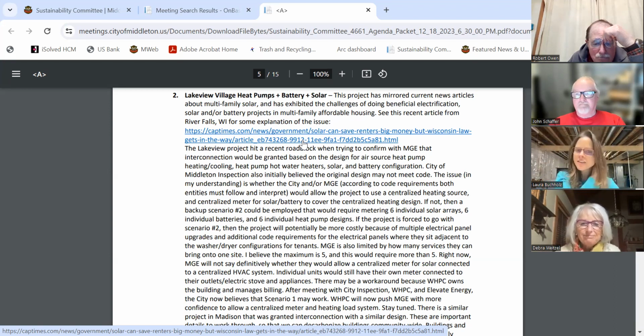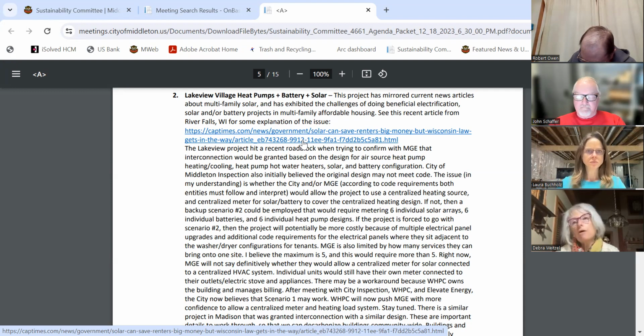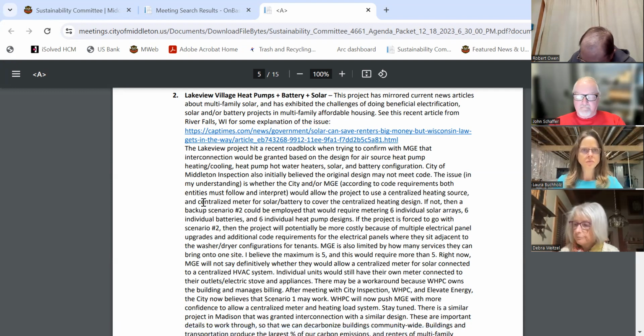There are other articles about this as well. And I think there are multiple articles about this particular project actually in River Falls. So it's kind of technical and policy code heavy, but it's something to at least have a basic knowledge of, I think, because it's going to be a challenge. Yeah, I mean, it just feels like MG&E or the utilities are the crux of a lot of our problems. Street lights are another example.